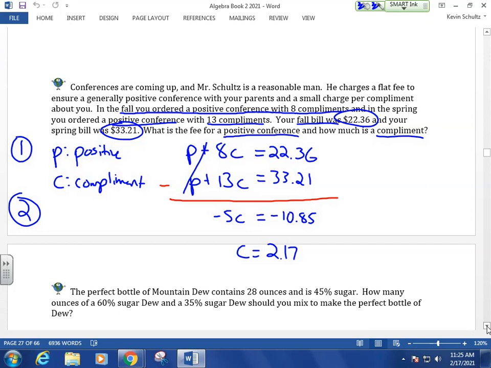Okay. And then now we know the price for a compliment. We can go back and calculate the price for that generally positive conference. So, like I said, as you write these, you can kind of see, okay, what's going to set up for me? Substitution works here. Elimination works great here. And we got half of it done. You can do the rest of it. Bridget. It is a negative 5. But when you divide negative 10.85 by negative 5, we get that positive.